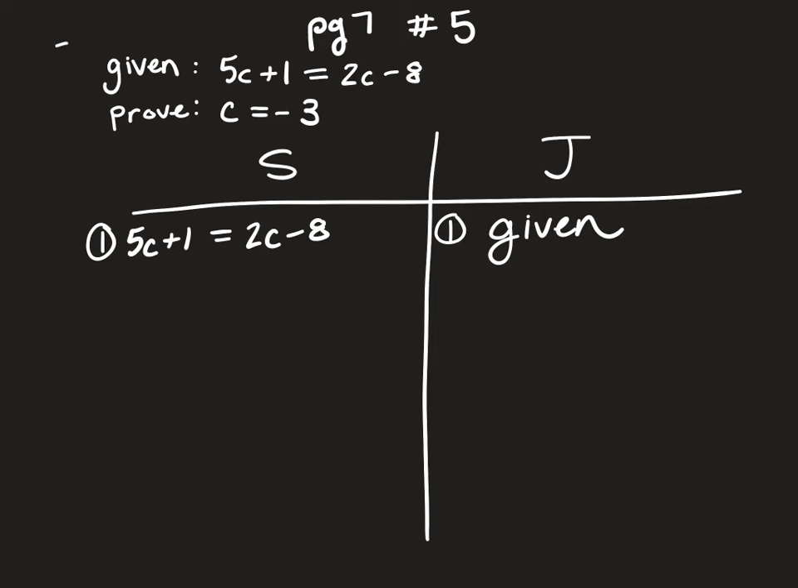Right, so then when we're solving this equation, we're trying to solve it for c. So we need to get everything with c on one side. So I'm going to subtract my 2c from both sides first. So then that's going to cancel out those. And then 5c minus 2c is 3c plus 1 equals negative 8. And how did I get from step 1 to step 2? Right, that's our subtraction property.